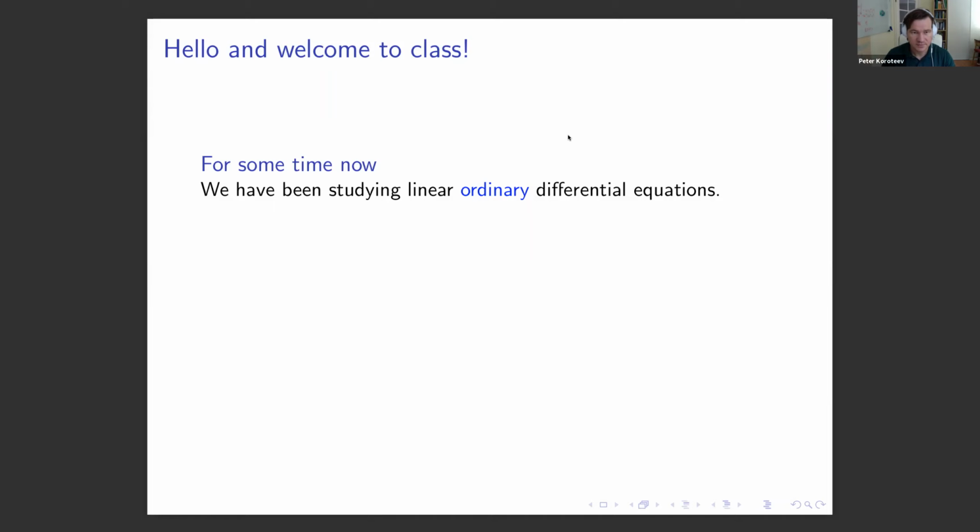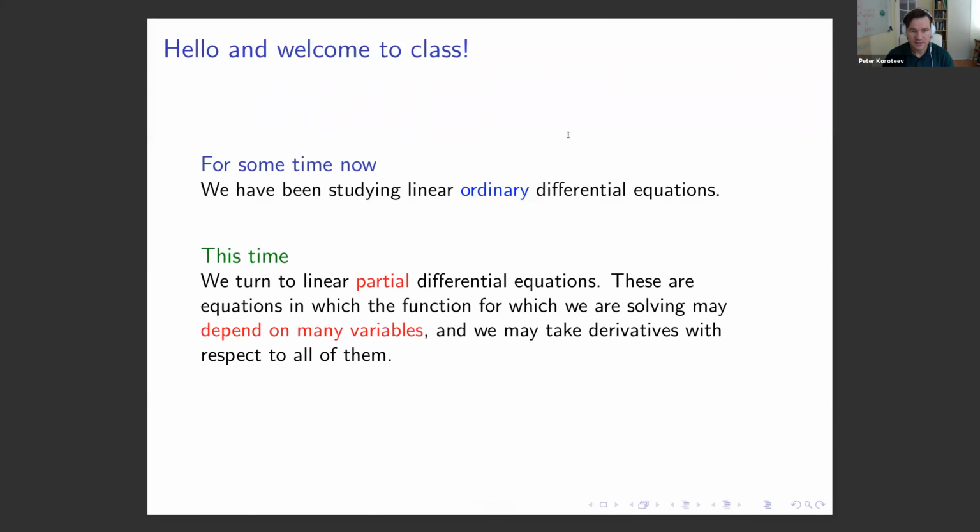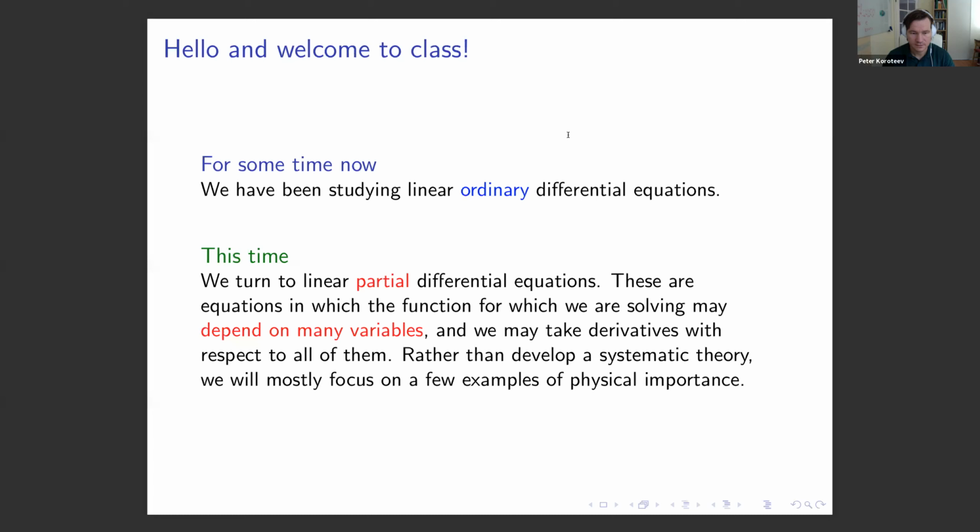For several videos, we have been talking about linear ordinary differential equations. And in this video, we'll talk about partial differential equations. These are equations in which the function for which we're solving may depend on many variables, and we may take derivatives with respect to all of them. It's beyond the scope of this course to develop a systematic theory, so we'll mostly focus on a few examples of physical importance, which have connections to physics.